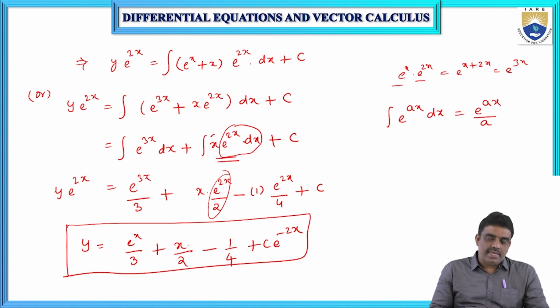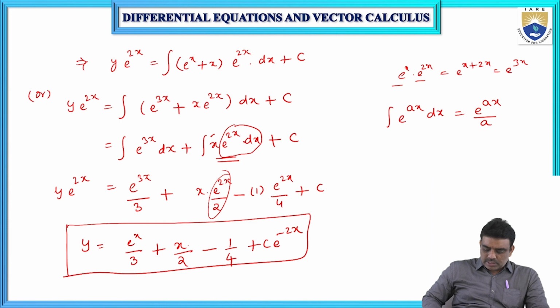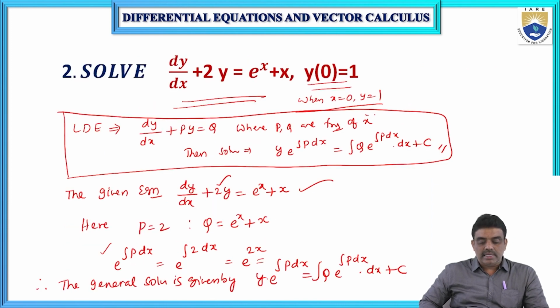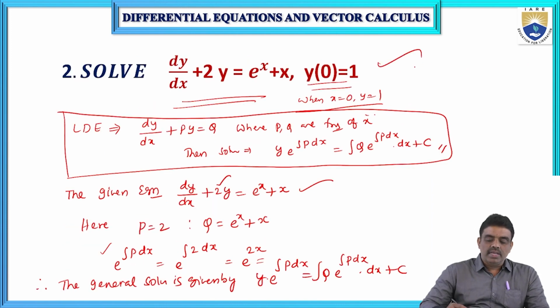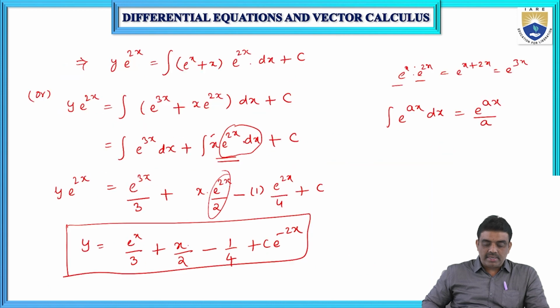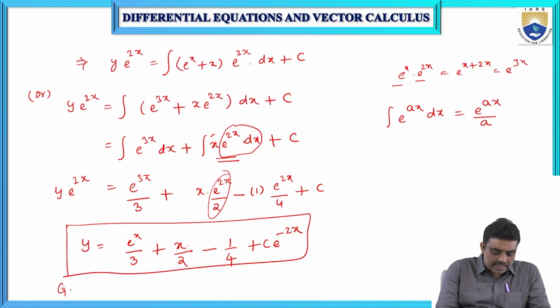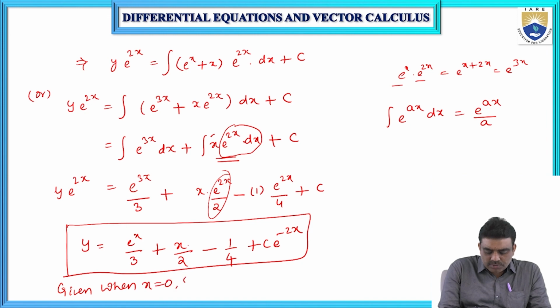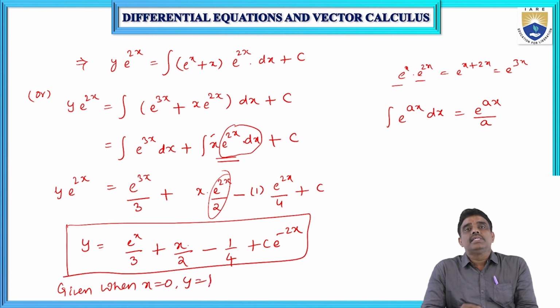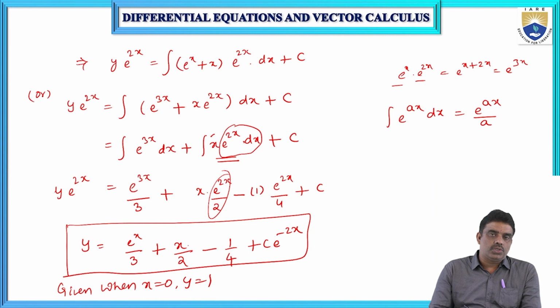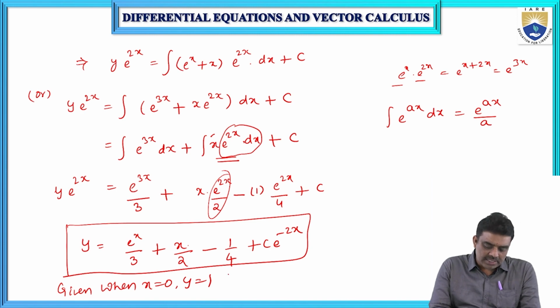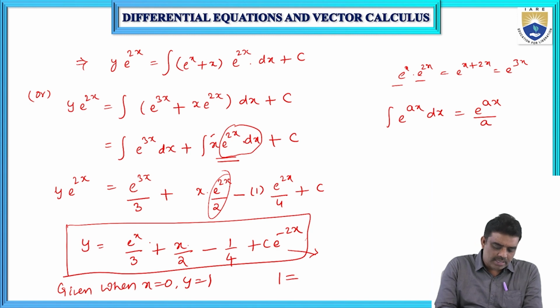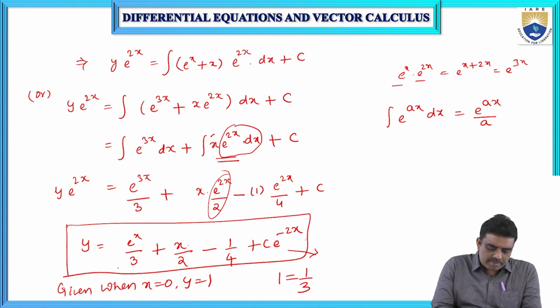But you have to find here the particular solution, because there is a condition also, y of 0 is equal to 1. Given, what is the condition? When x is 0, y is equal to 1. So using this relation, we can find the constant also. From this equation, you can see that 1 is equal to y of 0, e power 0, that is 1 by 3.